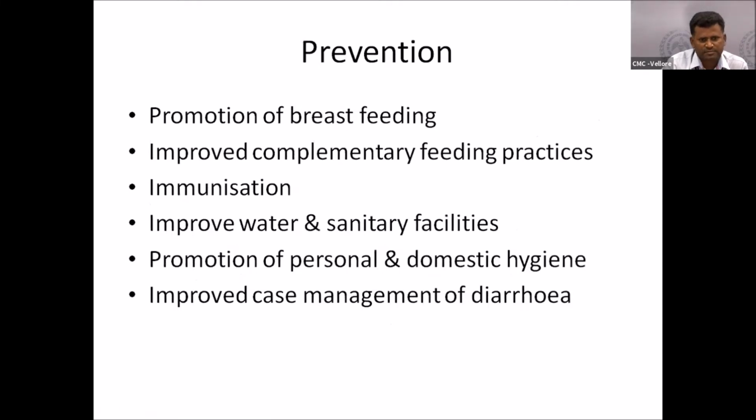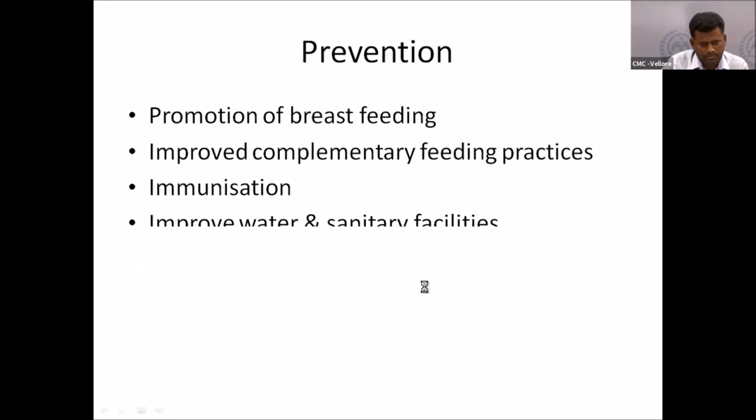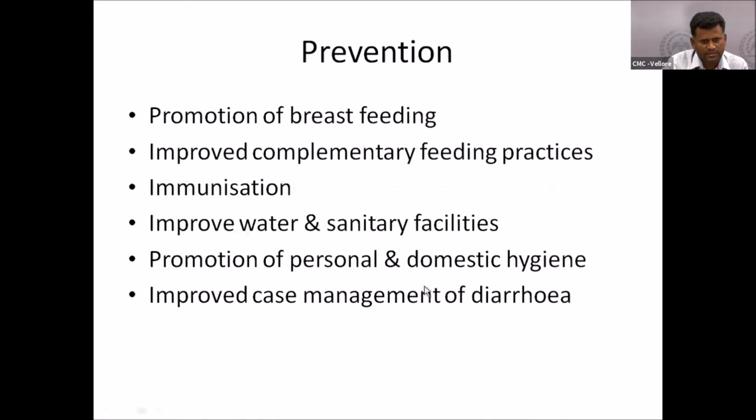So prevention is mainly promotion of breastfeeding, and complementary feeding practices should be encouraged. Immunization should be encouraged, and sanitary facilities and water sanitation improved, with promotion of personal and domestic hygiene, and improved case management of diarrhea. Okay, so that is about acute diarrhea.